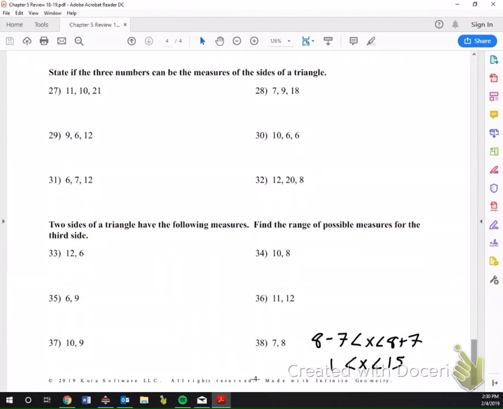So, I'm going to quick pause. I'm going to switch over to the other portion of it, but we're done with the first half.